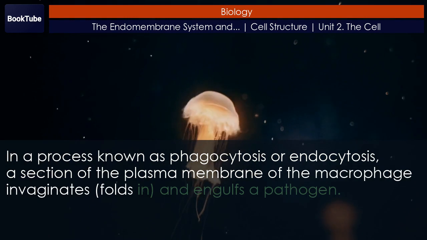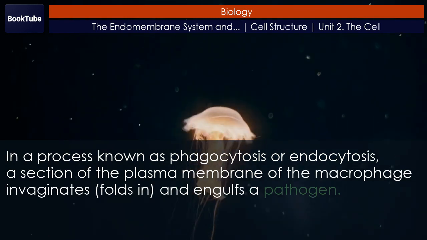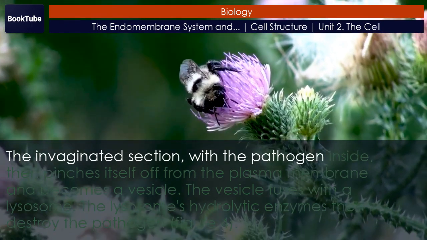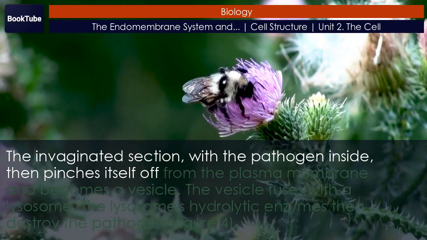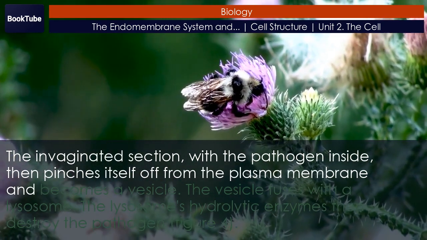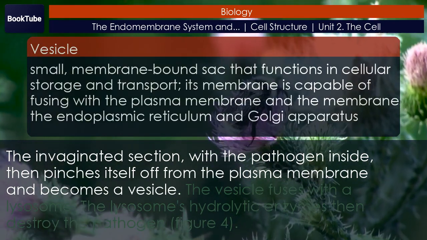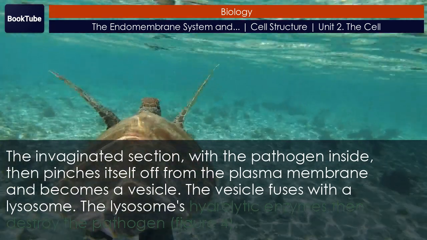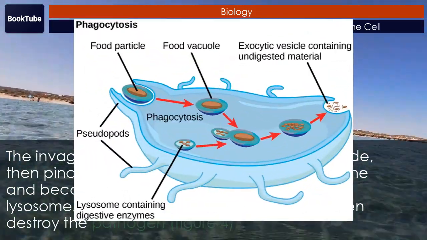invaginates, folds in, and engulfs a pathogen. The invaginated section, with the pathogen inside, then pinches itself off from the plasma membrane and becomes a vesicle. The vesicle fuses with a lysosome. The lysosome's hydrolytic enzymes then destroy the pathogen.